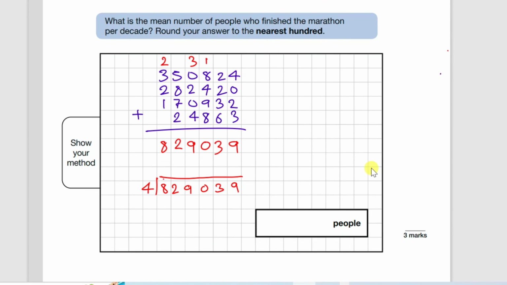Okay, so how many 4 is going to 8? Well, 2. How many 4 is going to 2? Well, you can't do 0, so it becomes carry 2 across. How many 4 is going to 29? It goes 7 times, remainder 1. How many 4 is going to 10? It goes 2 times, remainder 2.